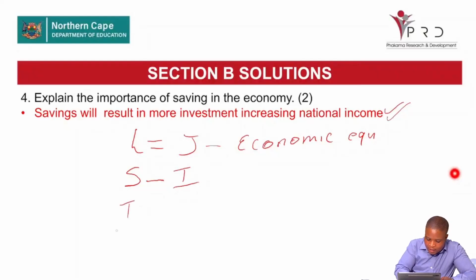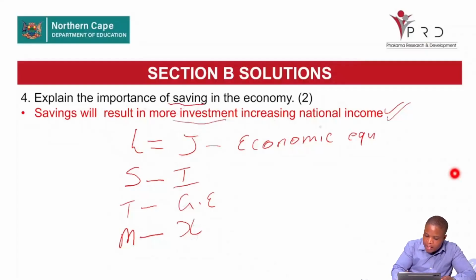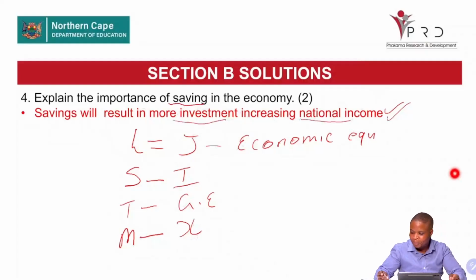Taxation, money taken by the government, will come back as government expenditure. And then when we import, we know that there are also export earnings. So savings flow back as investment, taxes flow back as government expenditure, and imports flow back as exports. So savings are important for us because they will result in investment, increasing what? The money within circulation, increasing our national income.